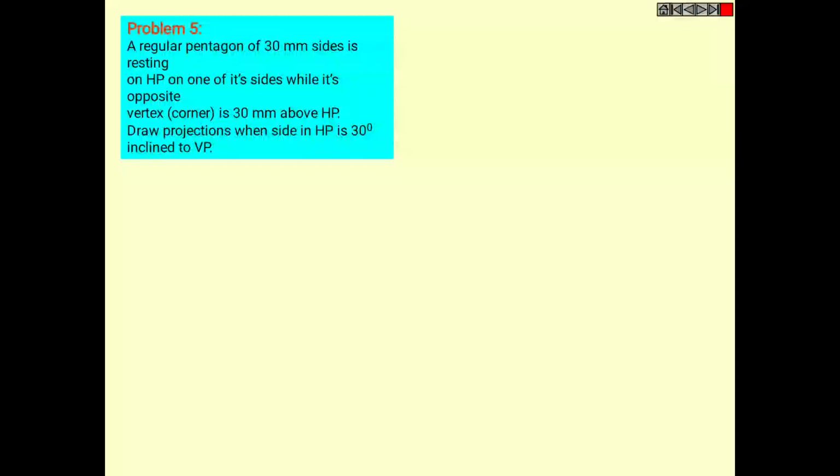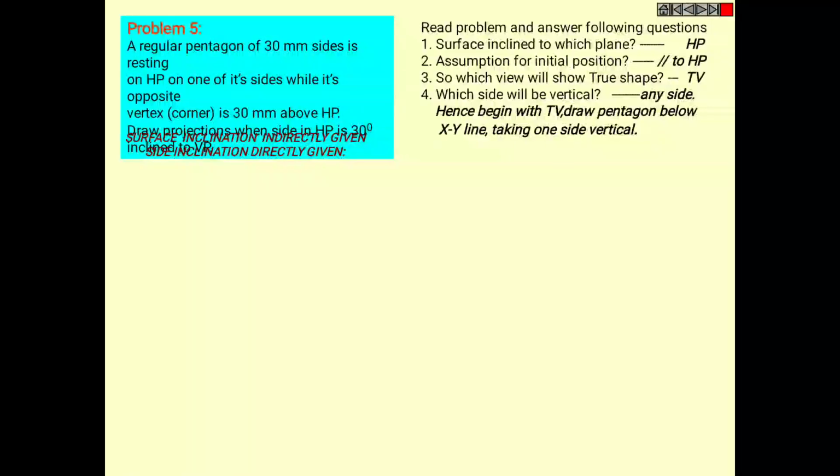So what is it saying here? There is a regular pentagon of 30 mm side which is resting on HP on one of its sides, while its opposite vertex, nothing but the corner, is 30 mm above HP. So draw the projections when the side in HP is 30 degrees inclined to VP. The surface inclination is directly given, so the side inclination is also directly given.